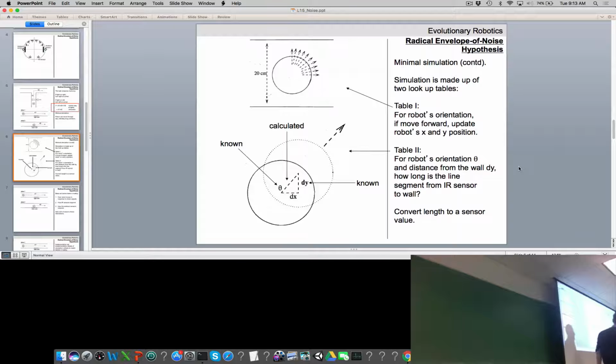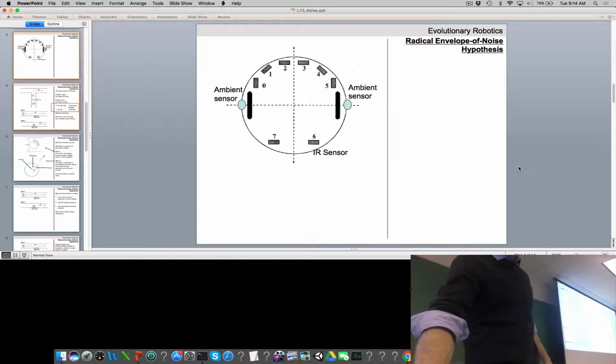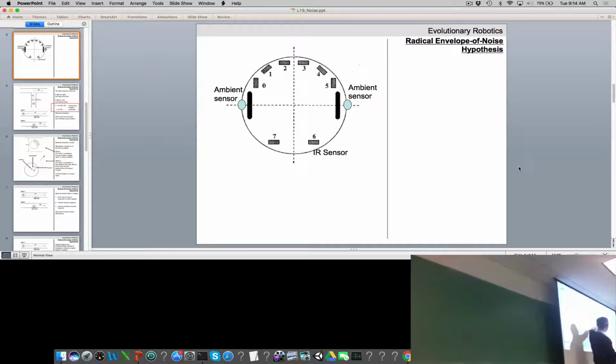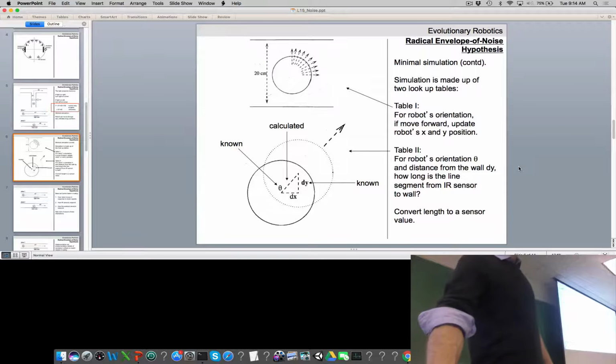Okay. They then had a lookup table also for the infrared sensor. So they said, let's take the robot's orientation, theta, and the distance from the front of the robot to the wall, and then how long is the line segment from the infrared sensor to the wall, convert the length to a sensor value. So there's sort of a lookup table, given the robot's current orientation, and where it is relative to the walls around it, and the lookup table would then give you back 8 numbers, the 8 values of these sensors. They're simulating the sensors in a lookup table. Very, very minimal simulation. Make sense?